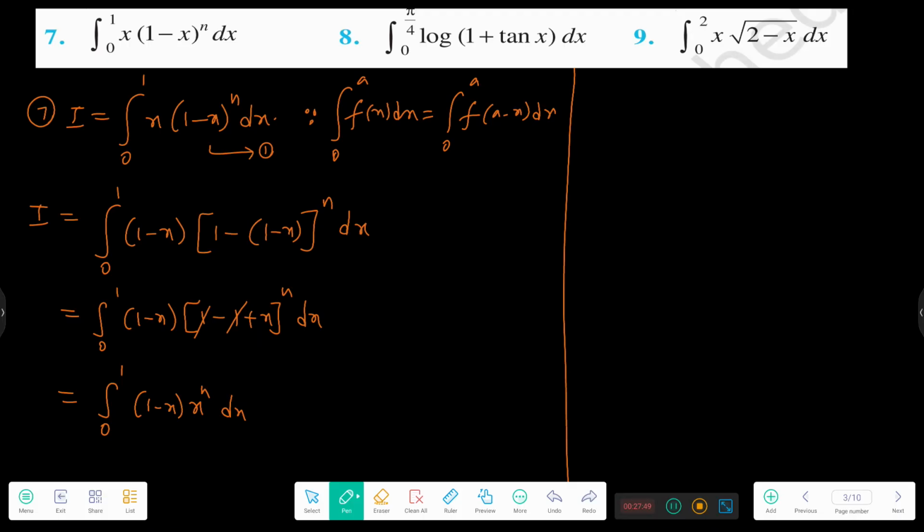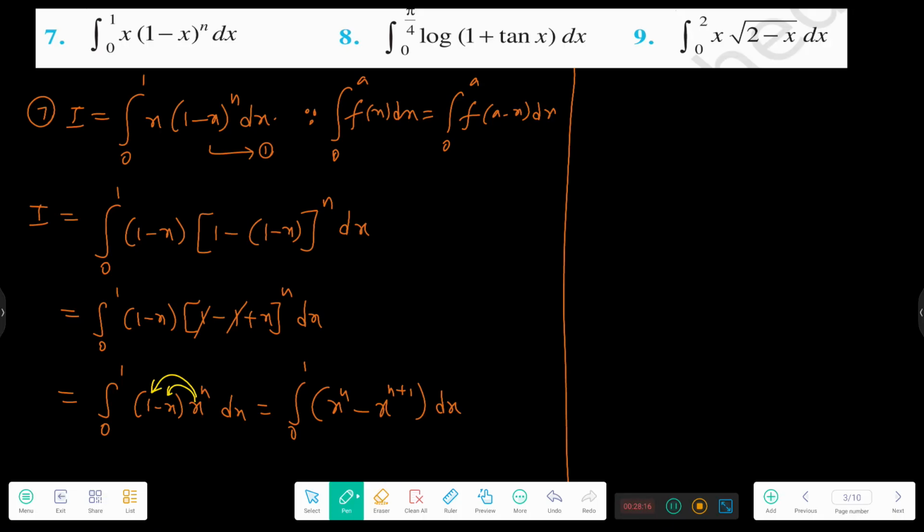So take x power n multiply inside. What I am getting? Let's see. So 0 to 1, 1 into x power n minus x power n into x, that is x power n plus 1, into dx. Now we have to apply the integral for the question.